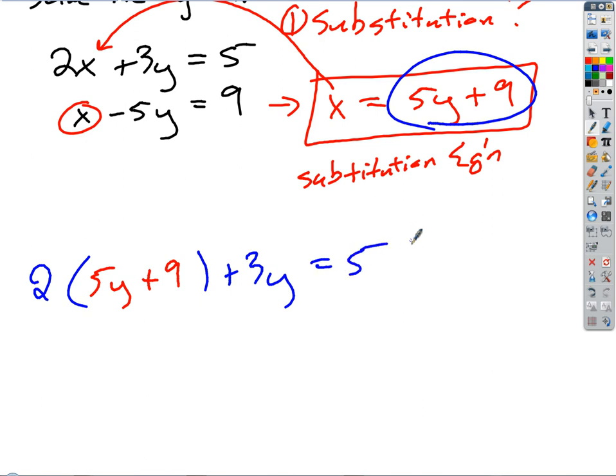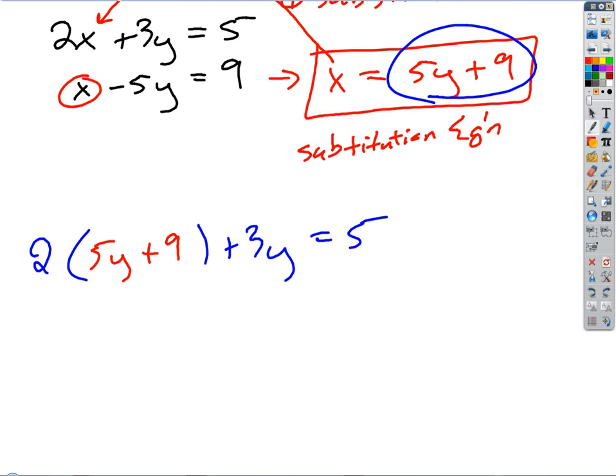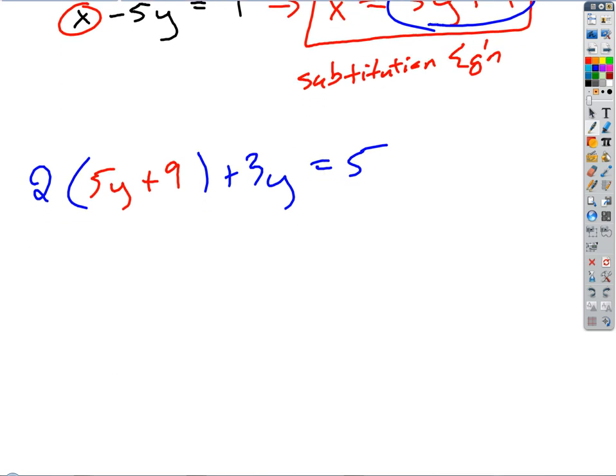Okay, now at first glance, you might look at that and say, well, why did I do that? That looks a lot worse. That first equation used to look a lot easier. Now there's more terms, more numbers. It looks harder, but there's one huge advantage that makes it totally worth it, and what is that? One variable. Okay, good. One variable.